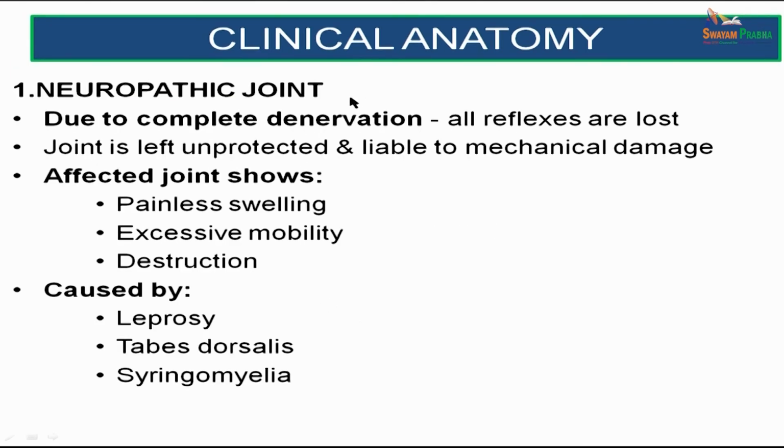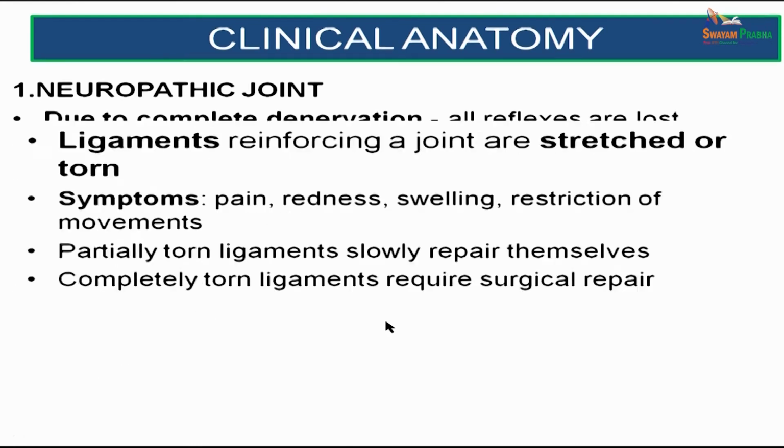So, the first condition that we would like to know is the neuropathic joint. A neuropathic joint is a joint where there is no nerve supply. Hence, all reflexes are lost, the joint is unprotected, and therefore, it is liable to mechanical damage. The affected neuropathic joint shows swelling, excessive mobility, and destruction. It is caused by leprosy, tabes dorsalis, and syringomyelia.